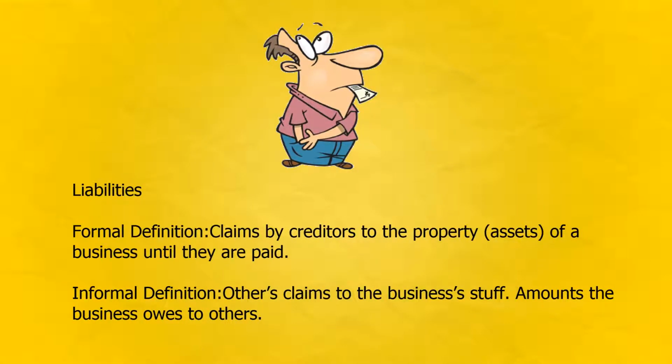Liabilities. Formal definition: claims by creditors to the property, assets of a business until they are paid. Informal definition: others' claims to the business's stuff. Amounts the business owes to others.